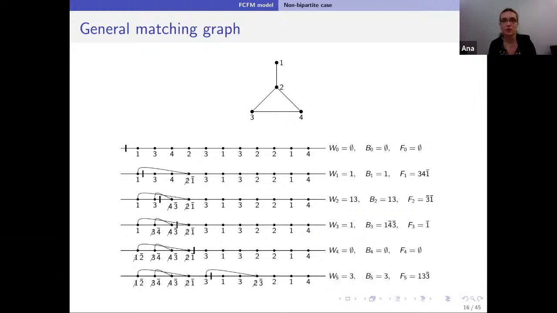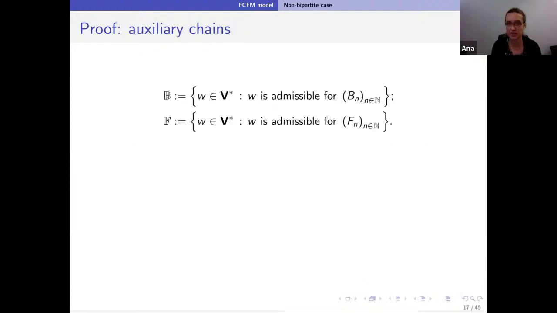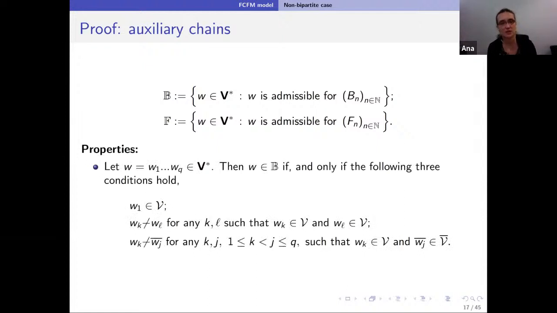And we continue. Okay, so we are going to denote admissible states for those two processes by B and F. We can describe the admissible states for process B as follows. Those are the states that satisfy three conditions. First, the first item is always of the original type. Then we can't have any two letters of original type that are compatible in my word. If two letters are compatible, they would get matched and disappear from my word. They would get replaced by the shadows, right?